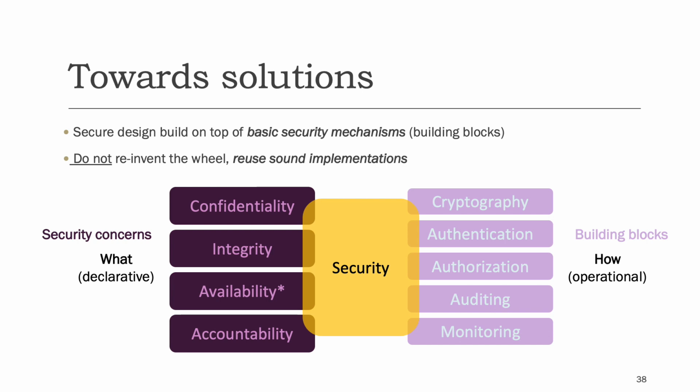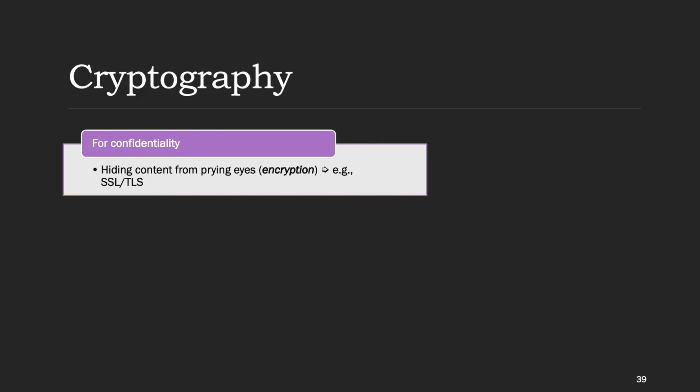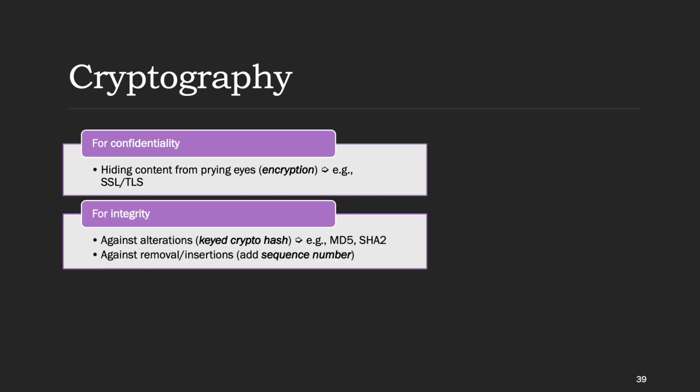So let's go over these building blocks one by one. These building blocks can be used to protect one or more of the security concerns. For instance, cryptography is used to protect confidentiality, so to hide information from prying eyes. For this, encryption is typically used, such as the SSL or TLS communication protocols. But cryptography can also be used to ensure the integrity of the information, for example, by using hashing. In this case, what we want to do is make sure that there cannot be any modifications, either additions or removals, to the information we're sending.